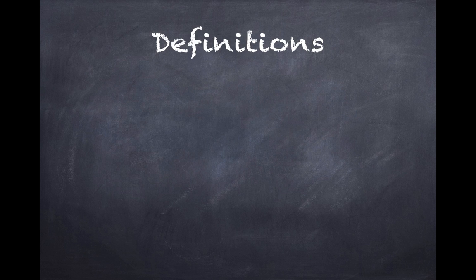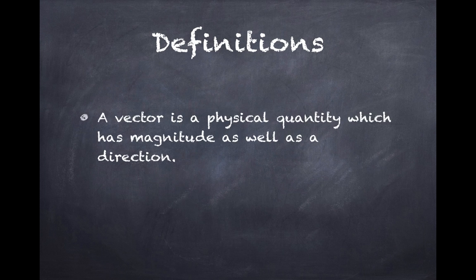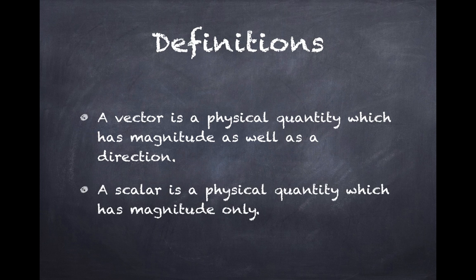So what's velocity? Oh no, sorry, not velocity, vector. What is a vector? A vector is something that has magnitude as well as direction. Then what's a scalar? A scalar is a physical quantity which has its magnitude only.